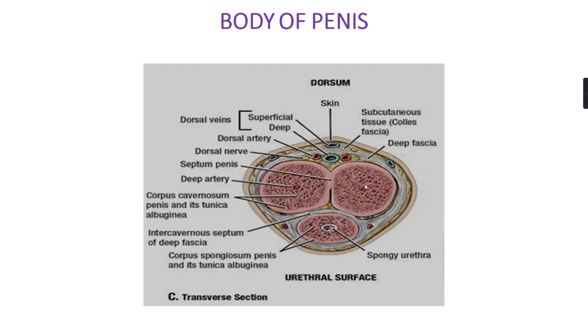You can see here, these are the two crura, right? And this is the bulb of the penis. They are covered by this pinkish structure, the tunica albuginea. And in turn, all three masses are covered by the deep fascia. You can see this same picture in your histology diagram.